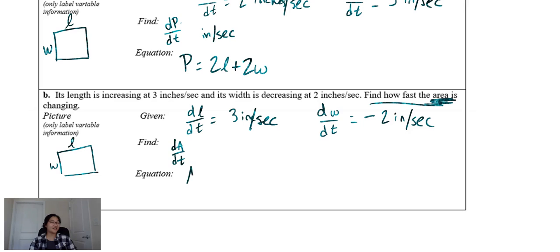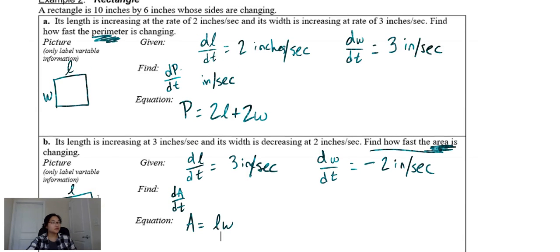So we have the area is length times width. So why don't we do these two real quick? For this one, let's go with the lava pen. We have the perimeter is 2L plus 2W. So dP/dt, when we differentiate with respect to time, we get 2 times dL/dt, the rate of change of the length, plus 2 times dW/dt.